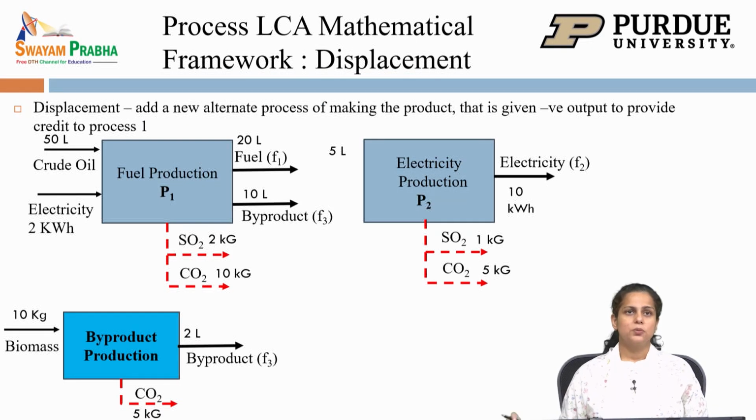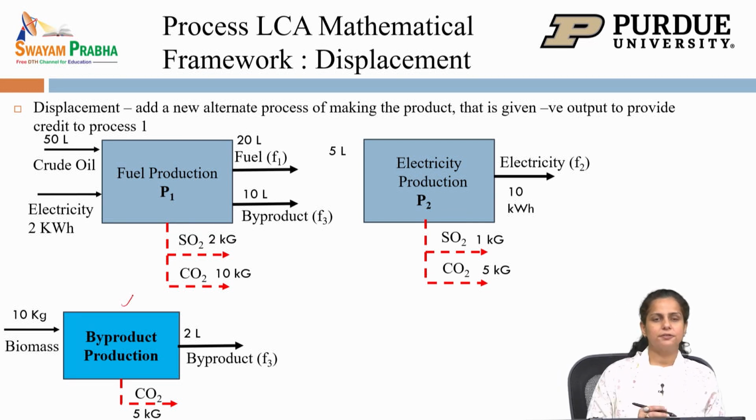In the other case, we have the framework for displacement. Here we have a different idea. The idea is that we prefer not doing allocation. Here again we have the byproduct being formed, but what we do is identify an alternate route for making the byproduct. In this case, let us say our byproduct has an alternate route of production called byproduct production, which instead of taking crude oil is based on the biomass input, and this process, as you can see, has a very different impact.